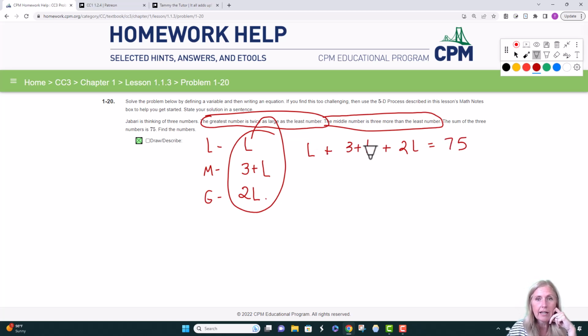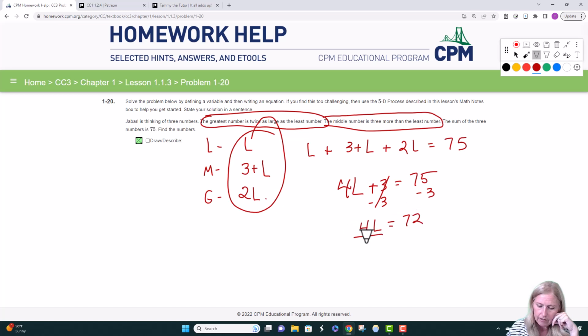How many L's do we have total? So we've got 1, 2, 3, 4. 4L, and then we've got that plus 3 equals 75. Let's get rid of this 3 by subtracting it from both sides. 4L equals 72. Now let's divide both sides by 4.